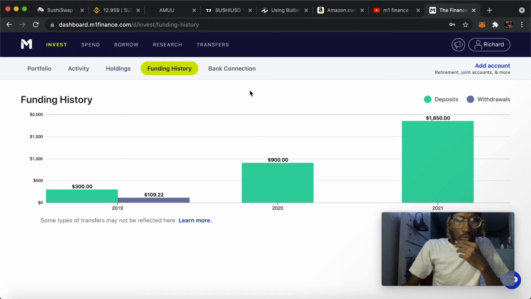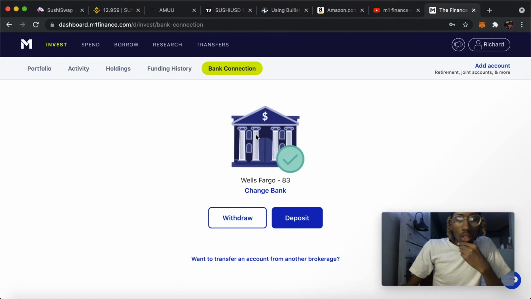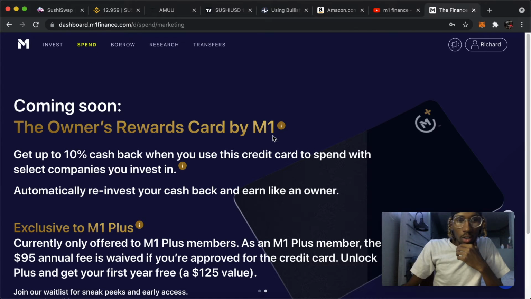Right? Now, your bank connection. All this is basically the bank account that you're connected with to be able to fund your portfolio, right? So that's pretty simple. It's real simple. Now, like I was telling you guys, this is not for beginners right here. This Spend card, 10% cash back, all this stuff, you don't really want to worry about this as a beginner.